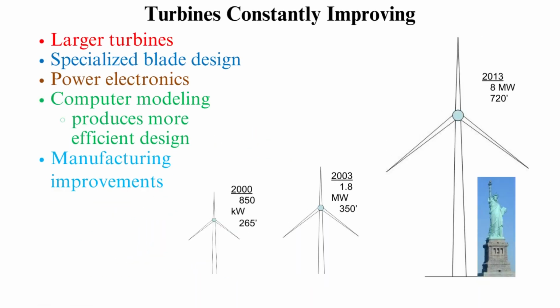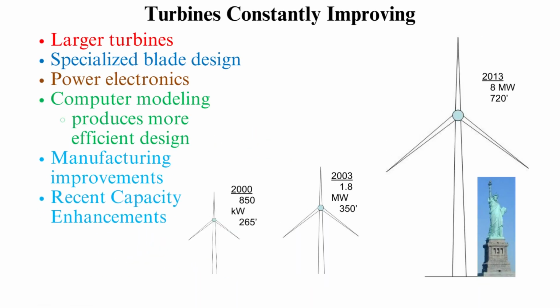Turbines are constantly improving, with larger sizes, specialized blade designs, power electronics, computer modeling, manufacturing enhancements, and recent capacity enhancements, all contributing to more efficient wind energy generation.